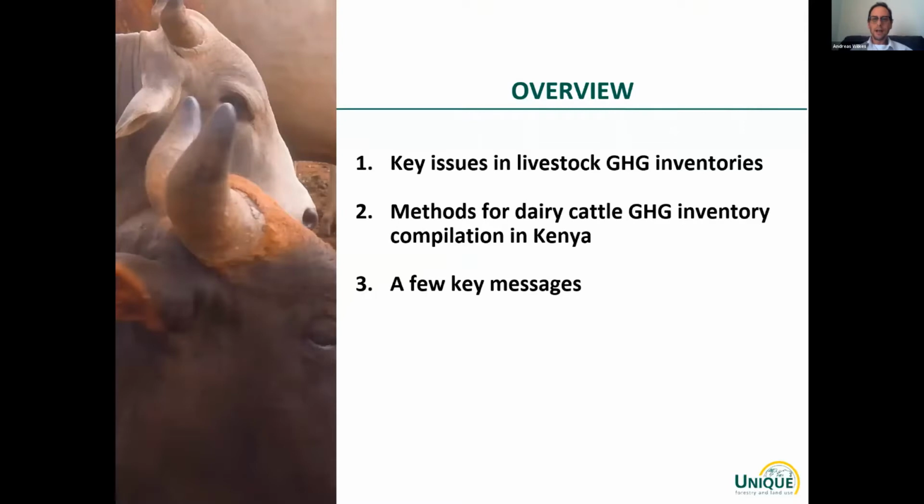There we are. So the first thing I want to talk about is some overview of key issues in livestock greenhouse gas inventories, particularly explaining why the Tier 2 approach is relevant and useful. Then I'll explain some of the methods that we used in the Kenya situation, and then summarize a few key points.